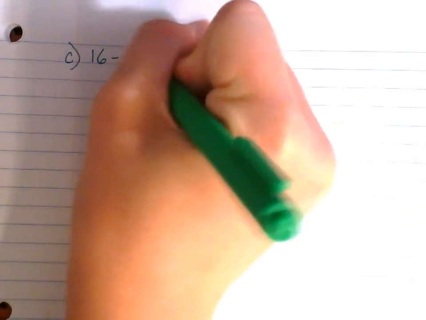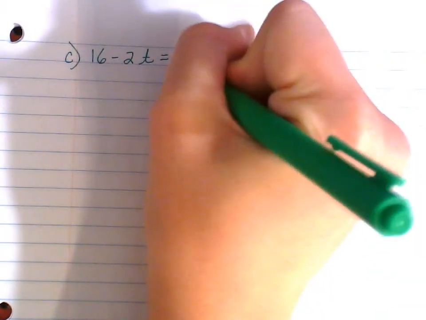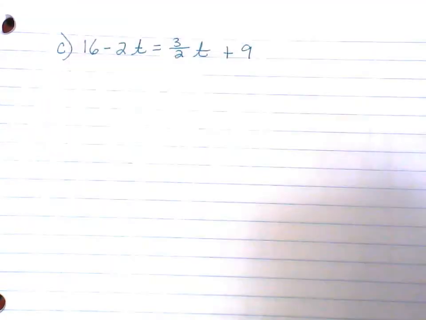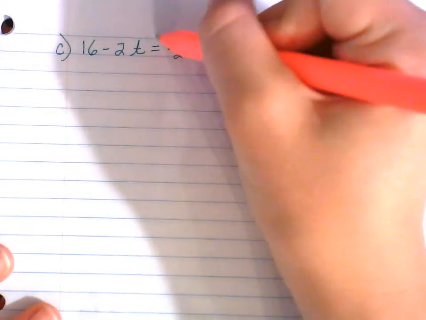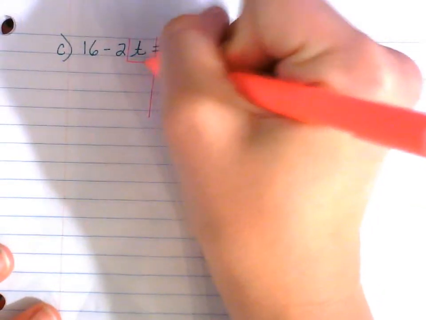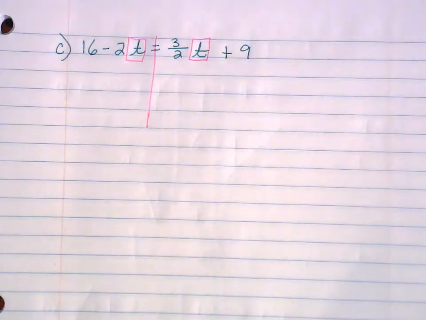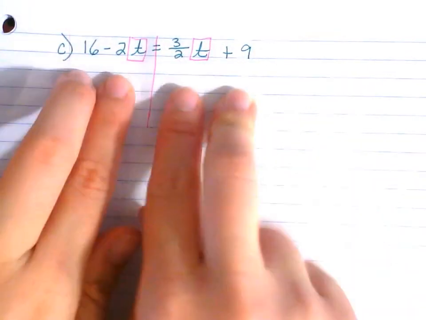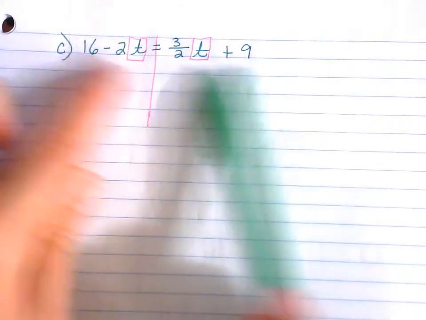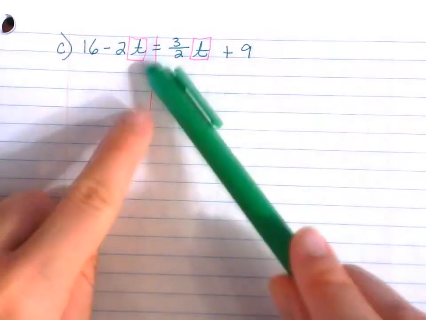So example C. 16 minus 2t equals 3/2 t plus 9. Okay, so always the same first two steps. We box up the variables and draw the line. It's a visual, you don't have to do it, but it just shows you, hey, we have two sides to an equation. Each side is an expression, okay? Equation has the equal sign, expression doesn't.